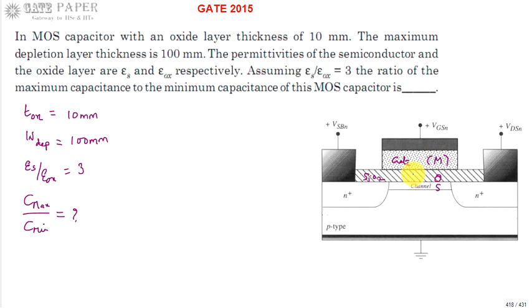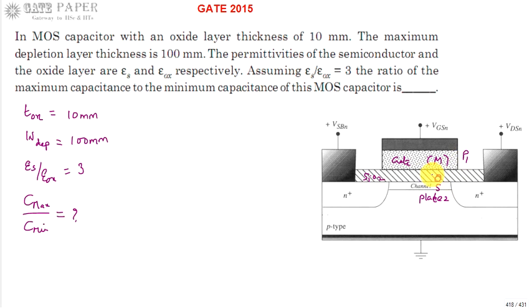This gate is made up of aluminum, which acts as plate 1, and the channel acts as plate 2. Not only the channel, even if there is no channel, the P-type substrate itself acts as plate 2. So this region is a semiconductor, either N-type if the channel is formed, otherwise P-type if the channel is not formed. In both cases the region is a semiconductor which acts as plate 2.